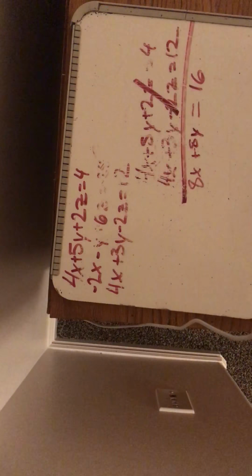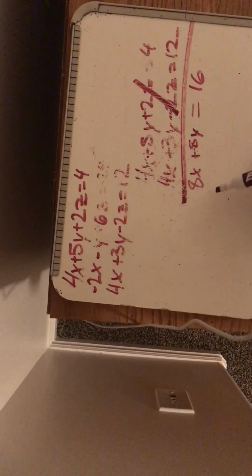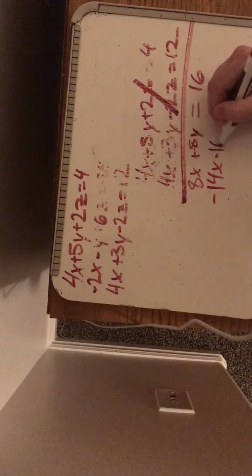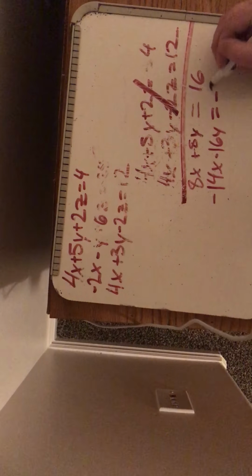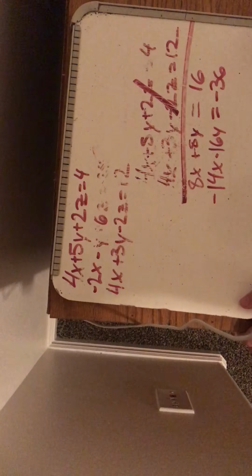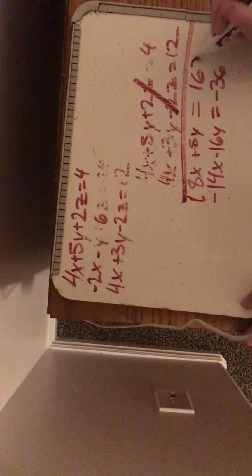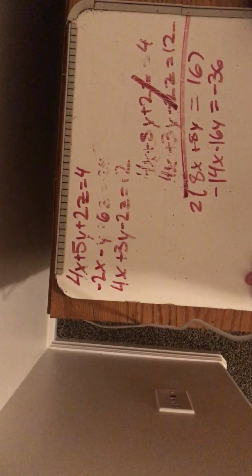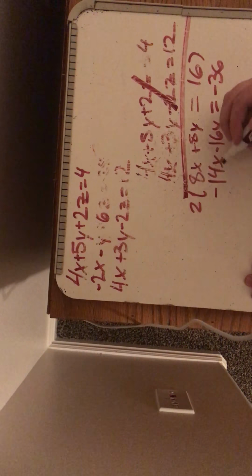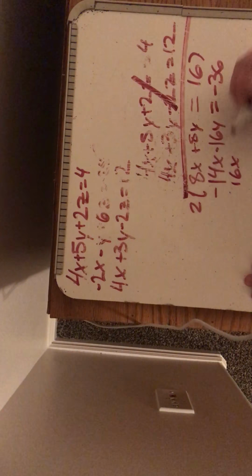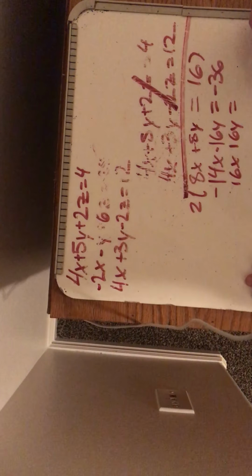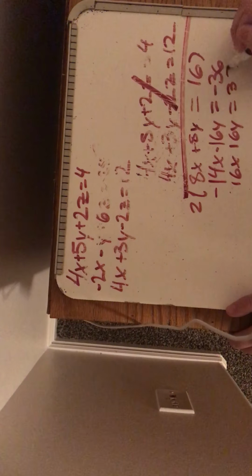Okay, from there, you have your 8x plus 8y equals 16, and now you have a negative 14x minus 16y equals your negative 36. They still don't match, so I would multiply by 2 to get rid of these y's now that we've gotten rid of our z's completely. So just write it under here again. I've got my 16x, now I've got a 16y, and then 2 times 16, I've got a 32 here.